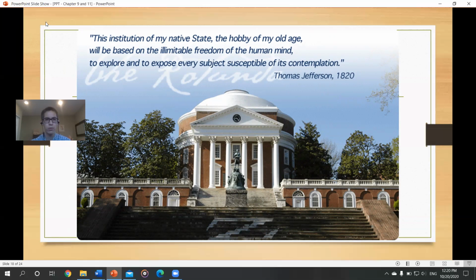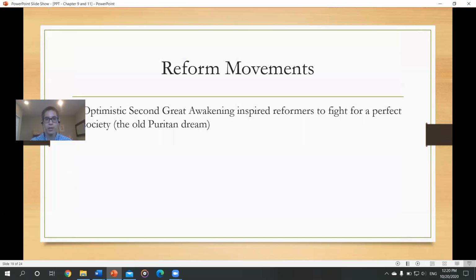And then Thomas Jefferson, who helped to create the University of Virginia, famously said, "This institution, UVA, or the University of Virginia, of my native state, the hobby of my old age, will be based on the illimitable freedom of the human mind to explore and to expose every subject susceptible of its contemplation." So Thomas Jefferson, again, who helps found UVA, focusing on the humanities, not just narrow traditional curriculum, but exploring all sorts of ideas. Okay, I think that's it for education, yep.